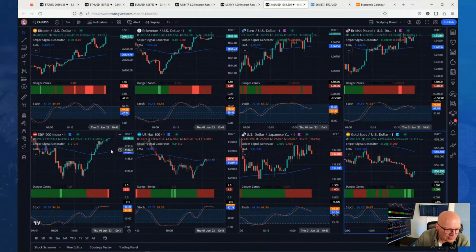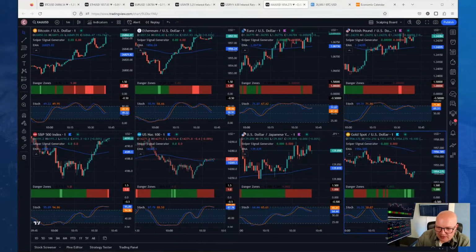S&P 500 also here, but not typically a trade I would take at this time of the day. But let's see if we see something there. I definitely will take the trade.